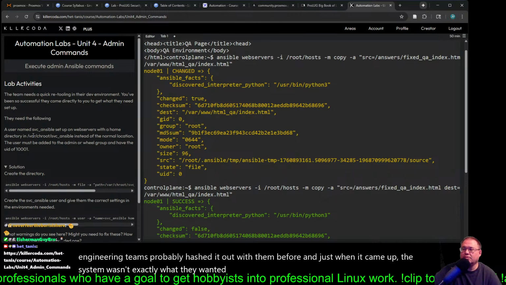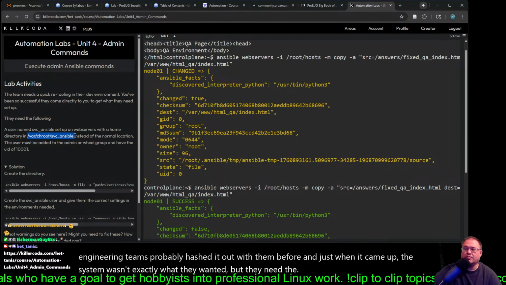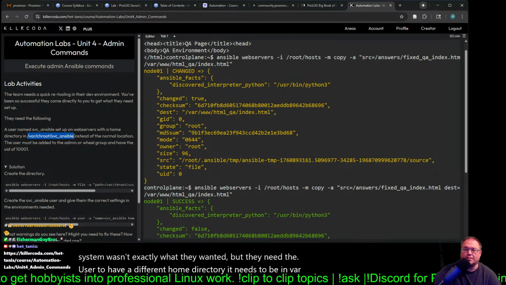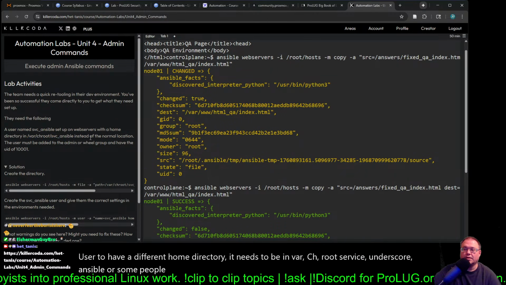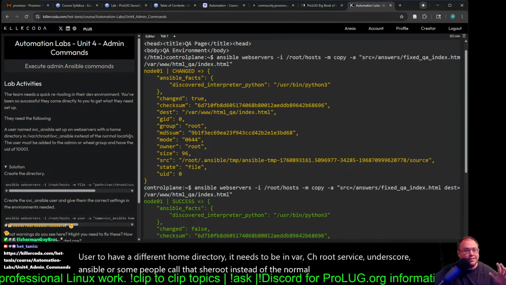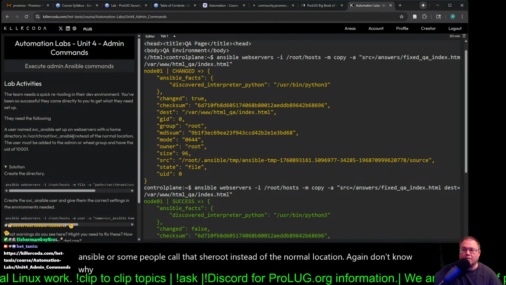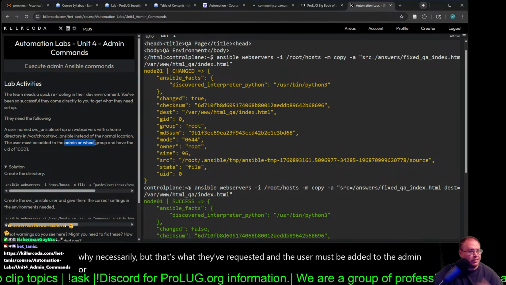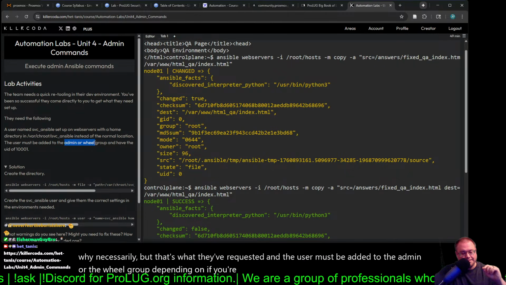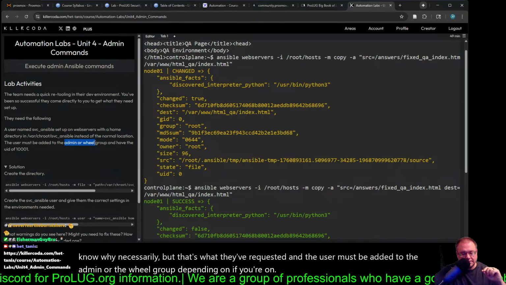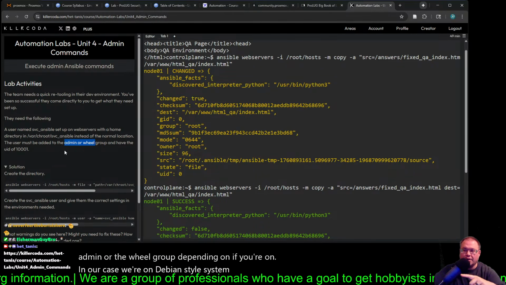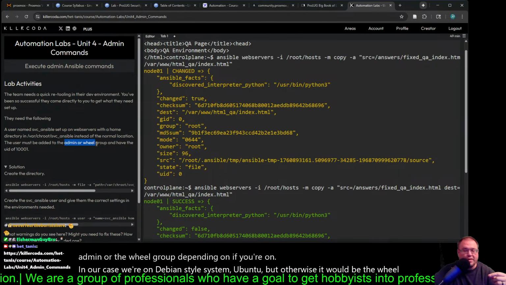But they need the user to have a different home directory. It needs to be in /var/chroot/service_ansible, or some people call that chroot, instead of the normal location. Again, don't know why necessarily, but that's what they've requested. And the user must be added to the admin or the wheel group, depending on the system. In our case, we're on a Debian-style system, Ubuntu, but otherwise it would be the wheel group if it were a RHEL-type system.